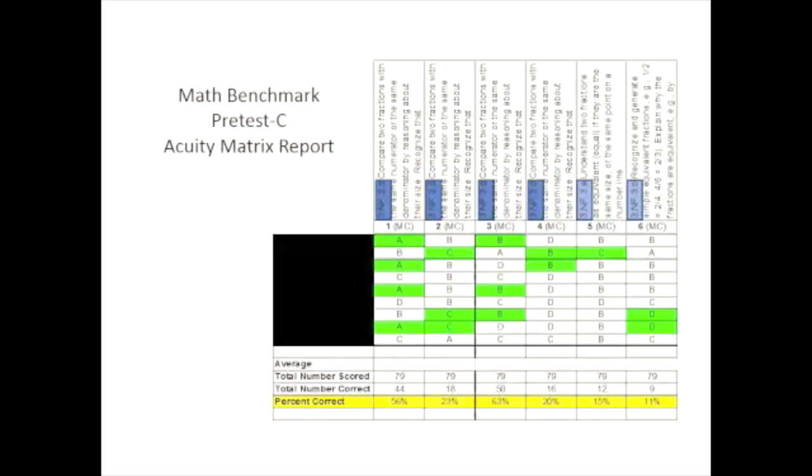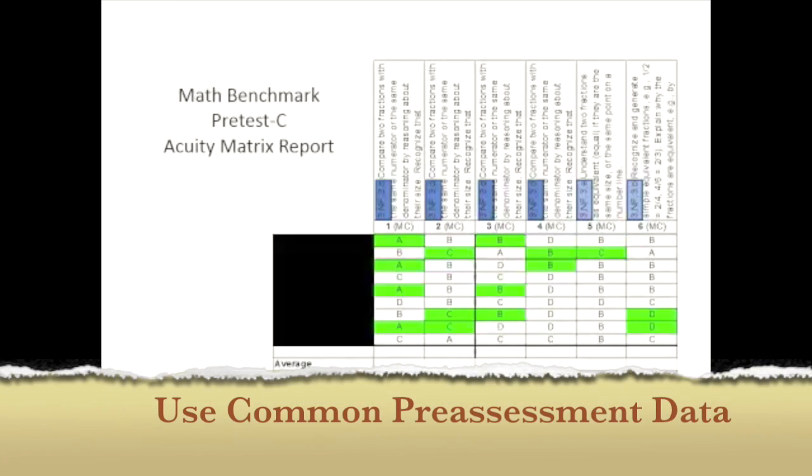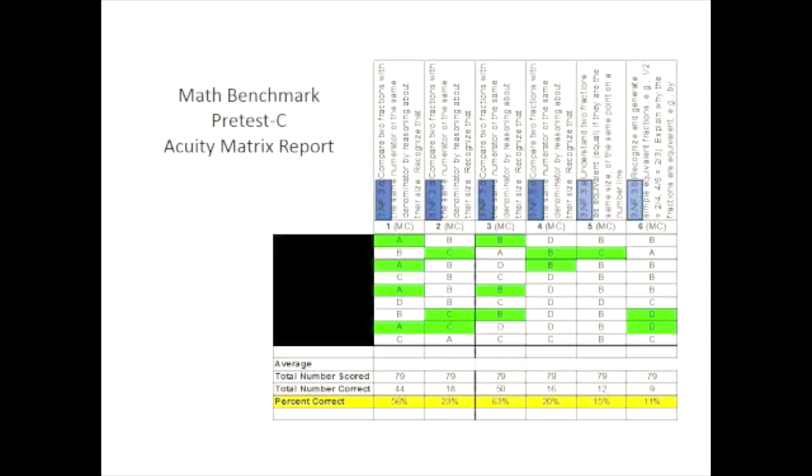Okay, Byron, can you tell us a little bit about the data you brought? Yes. All right, as you remember, we decided to use our Acuity Math benchmark pretest C as our initial data points to help guide us in creating the common formative assessment today. We're using the Acuity Matrix school report, but because it includes all the students in our grade level who took the test. As you notice, 2 things.